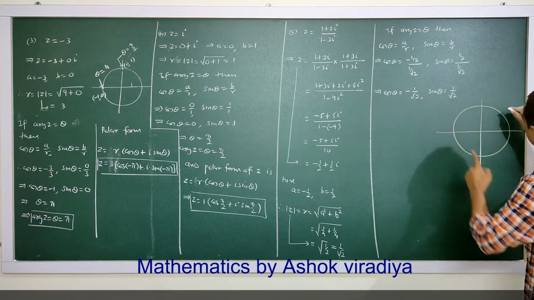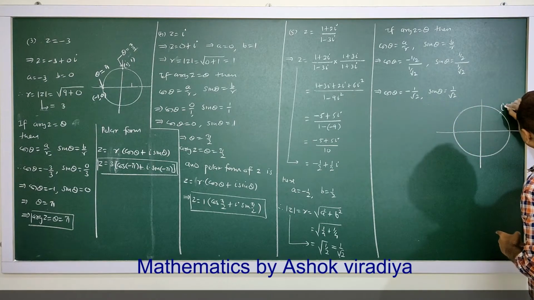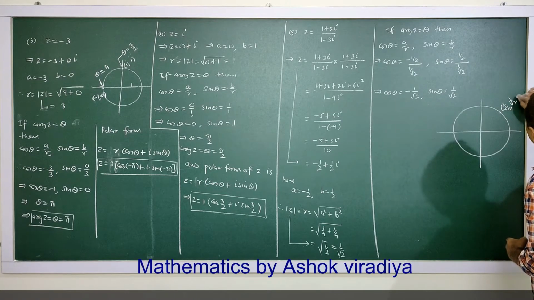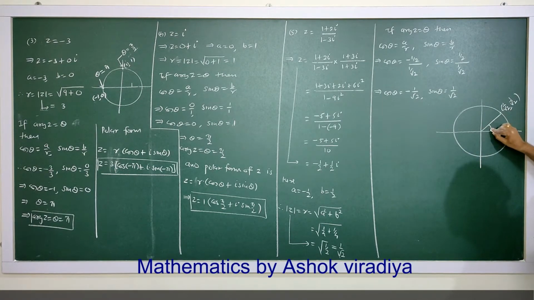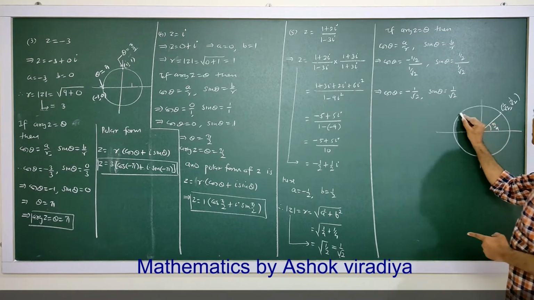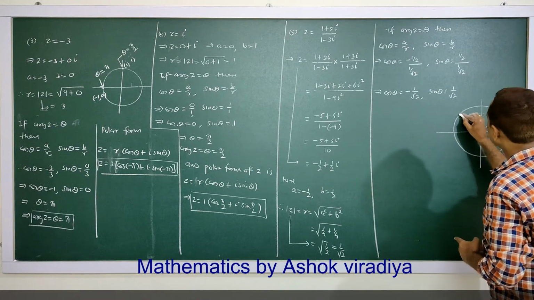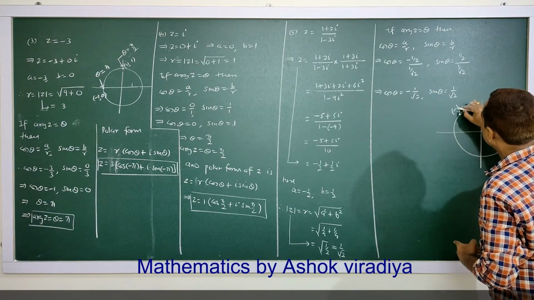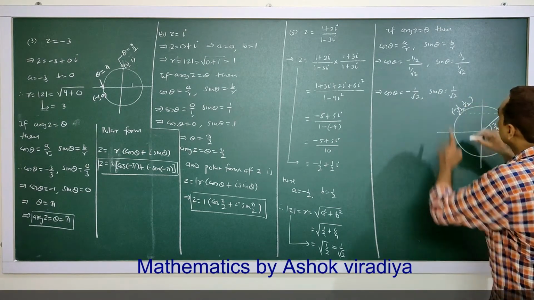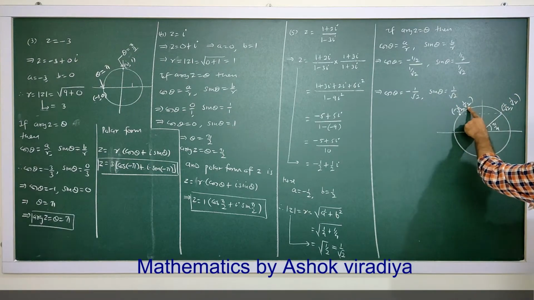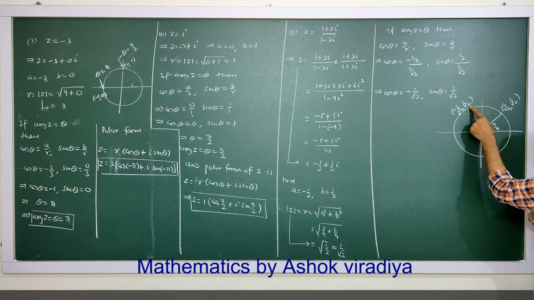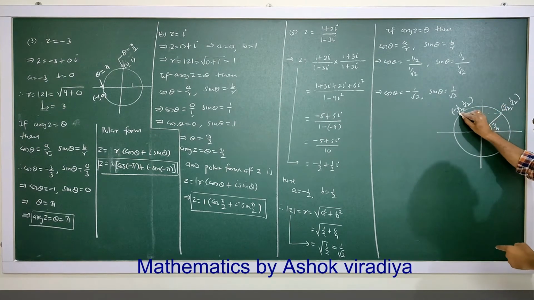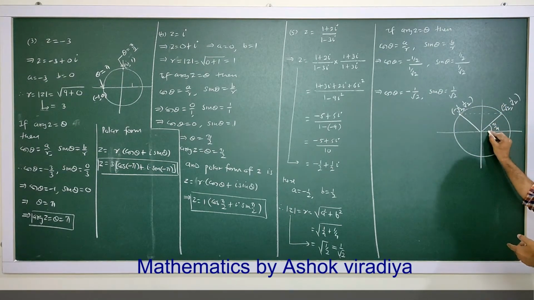If both are positive, then the point will be somewhere here. If both are positive, 1 by root 2 plus 1 by root 2, then theta will be pi by 4. But the x value is negative, that means the x coordinate is negative. The second value is positive. It is cos theta, sin theta. This is cos theta, this is sin theta. So theta will be in the second quadrant.